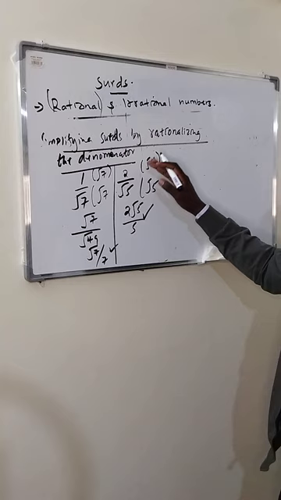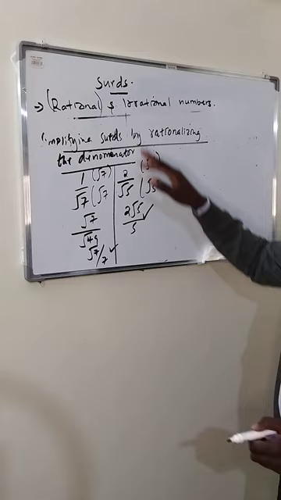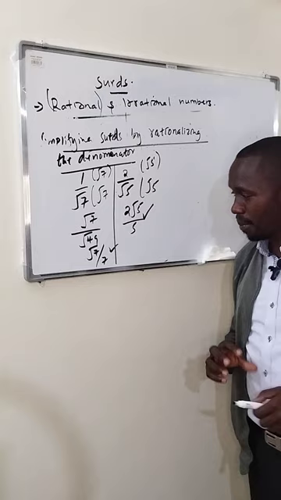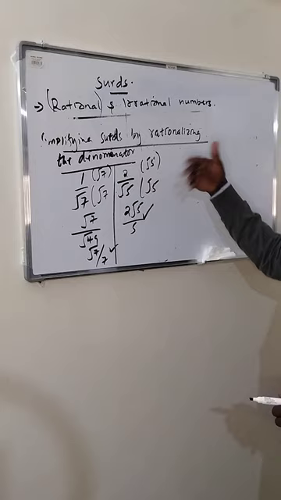Rationalizing means we reduce this irrational number to a rational number. See, we have surd 7, which is irrational. Our answer is 7, which is rational. It's a rational number. It's not under the root sign. So that is the meaning of simplifying by rationalizing the denominator.